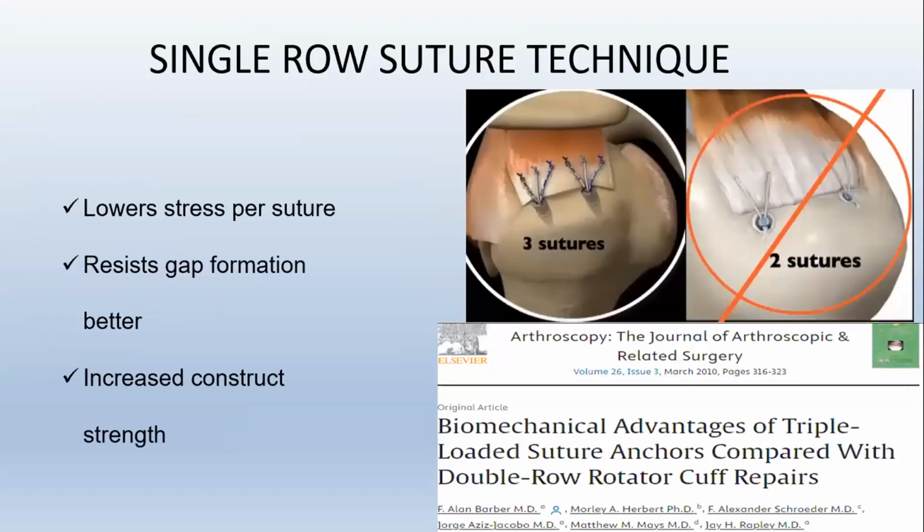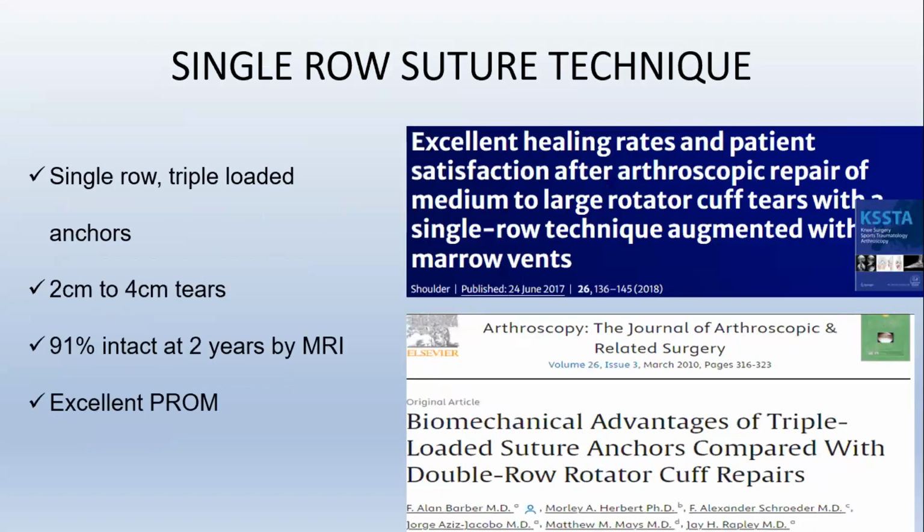So the single row suture technique lowers the stress per suture and also resists gap formation better. There will be increased construct strength. Many studies have shown that in single row, triple loaded anchors function better. In 2 centimeter to 4 centimeter tears, single row holds good. And in 2 years of follow-up, 91% were intact on follow-up MRI, and it also has good patient-reported outcome measures.